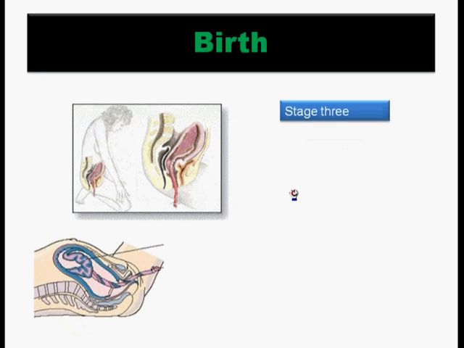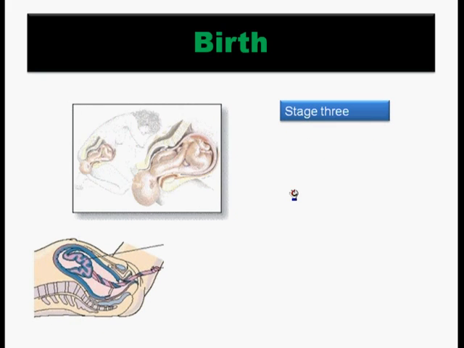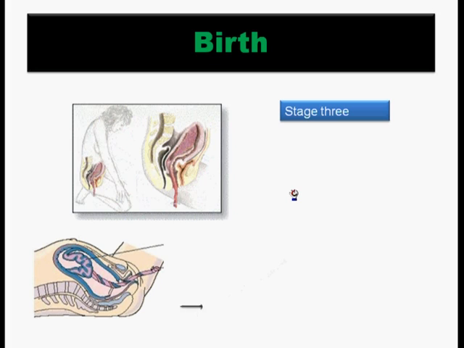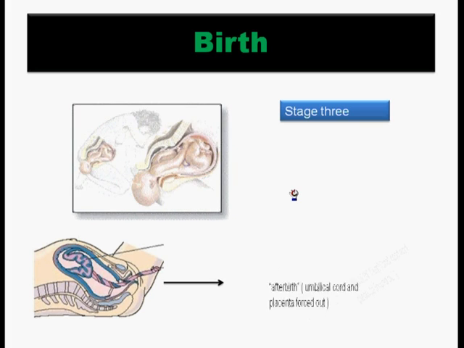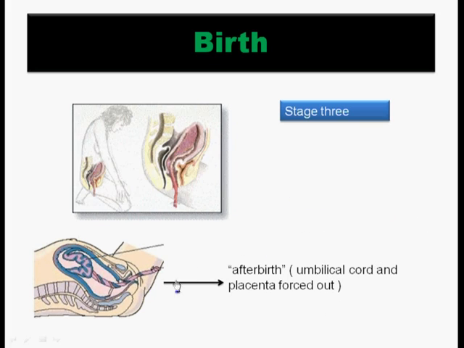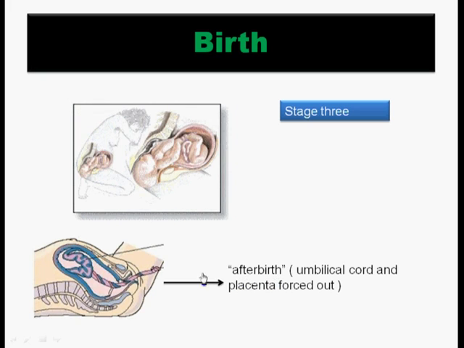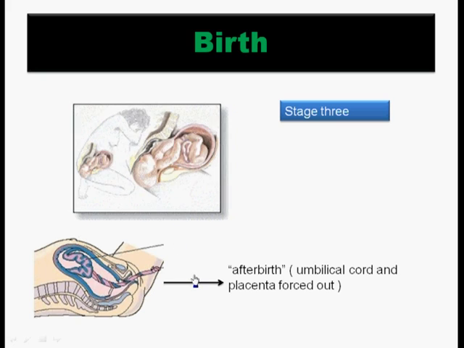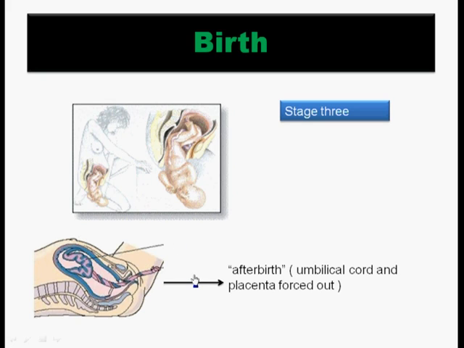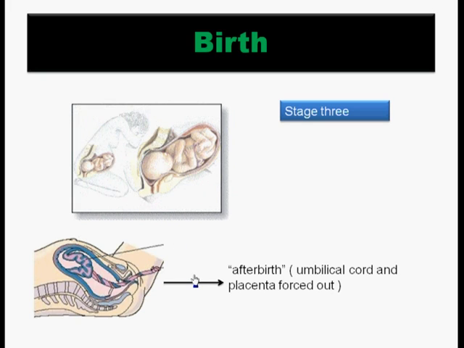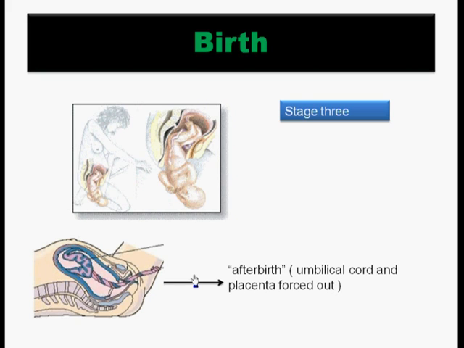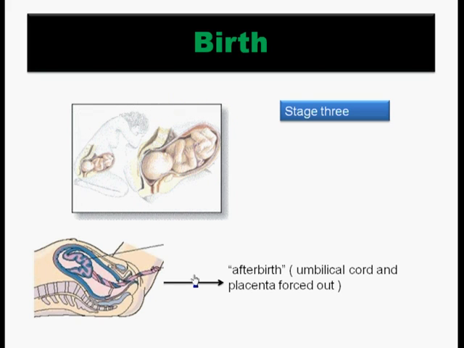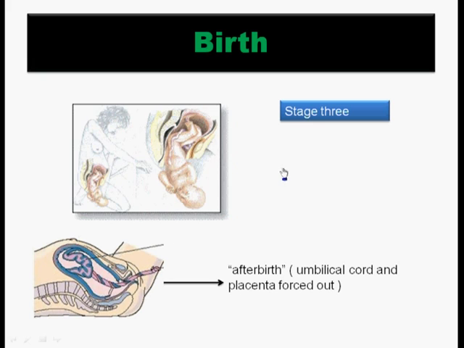And the final stage, stage three. Now, in stage three, the afterbirth. Look at it, which is this thing right there. The afterbirth, which is made up of the umbilical cord and the placenta, is also forced out of the mother. So those are the three stages of birth.